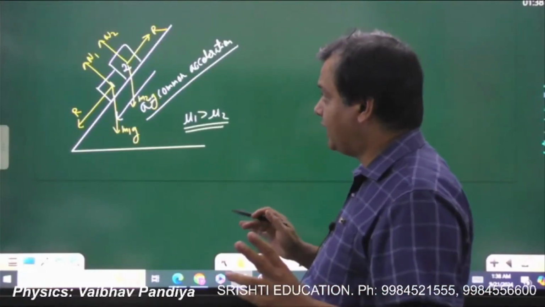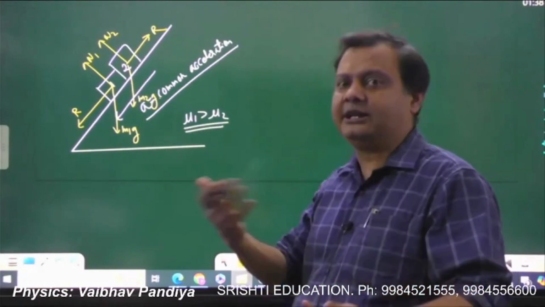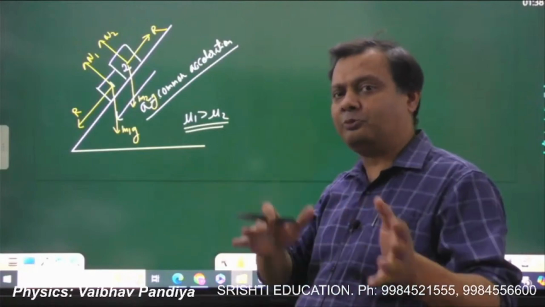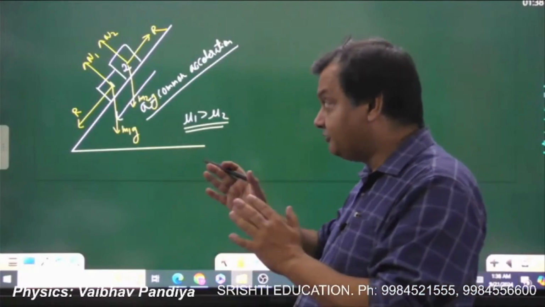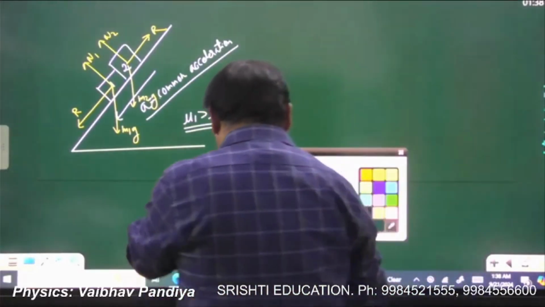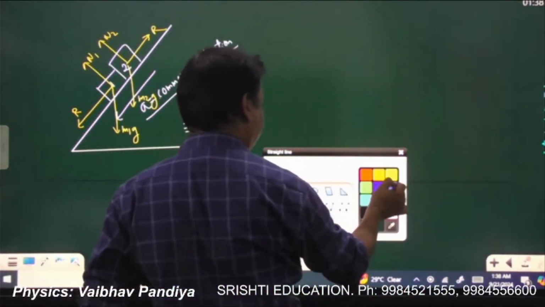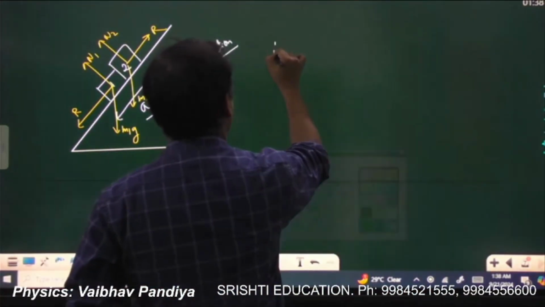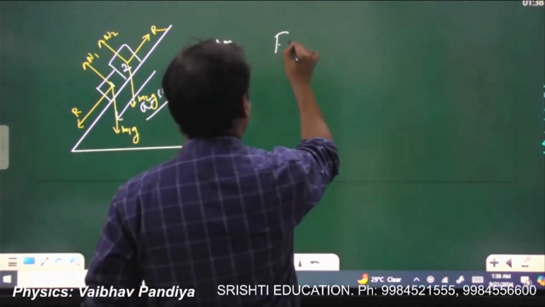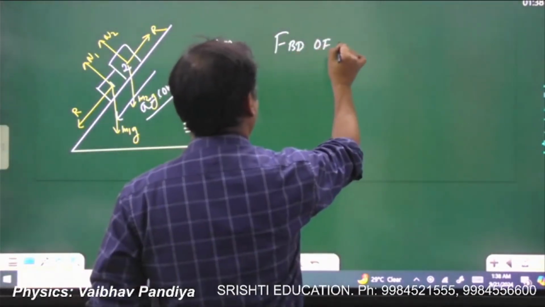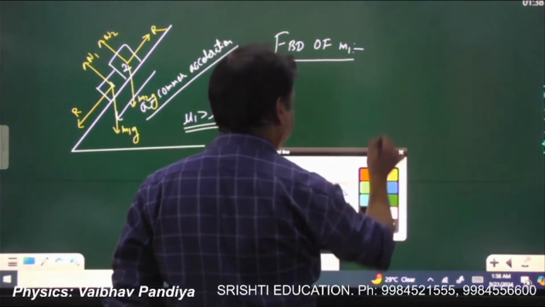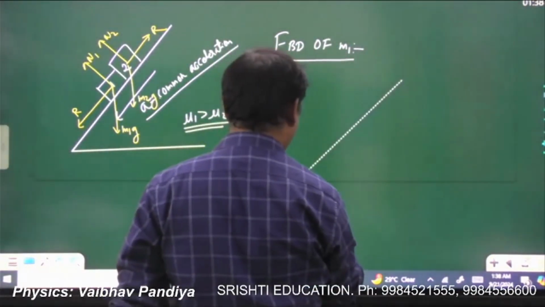By the combined FBD, only A can come. Then for finding R, we have to decompose and make the individual FBD. So since we have to find R, we are going for the individual FBD. So I'm making the FBD of both the blocks. First I'm making the FBD of block 1, the FBD of M1, okay?